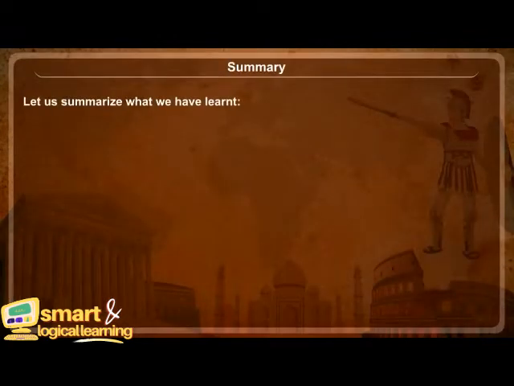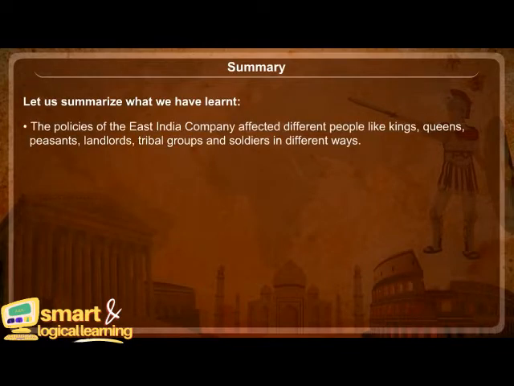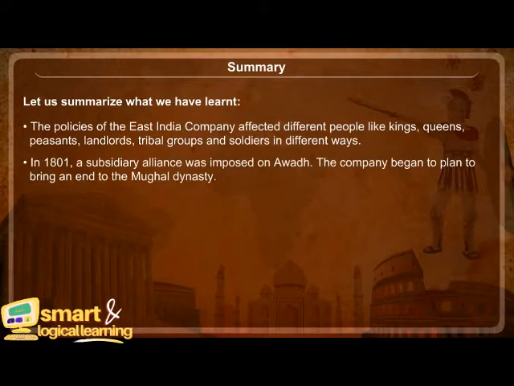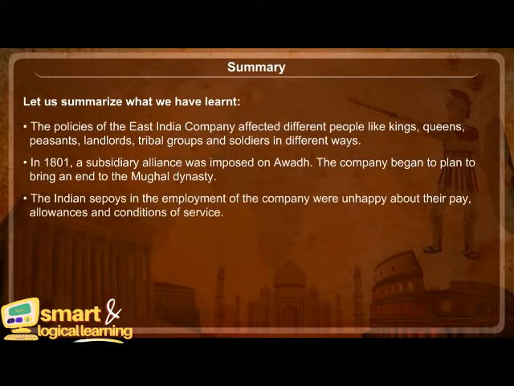Summary. Let us summarize what we have learned. The policies of the East India Company affected different people like kings, queens, peasants, landlords, tribal groups and soldiers in different ways. In 1801, a subsidiary alliance was imposed on Awadh. The company began to plan to bring an end to the Mughal dynasty. The Indian sepoys in the employment of the company were unhappy about their pay, allowances and conditions of service.